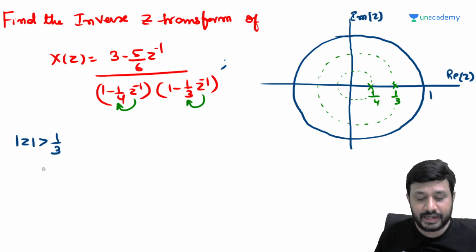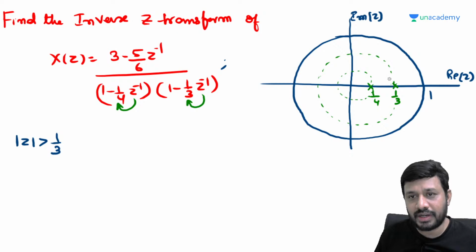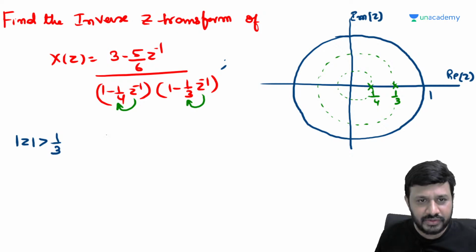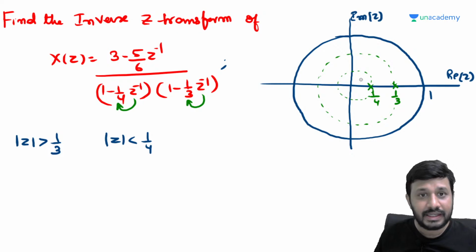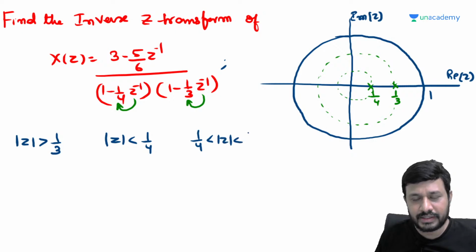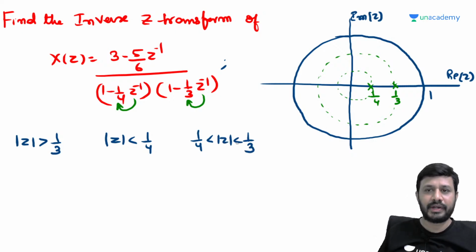And the second possibility: ROC from 1 by 3 can be inside and ROC from 1 by 4 also can be inside, in which case ROC lies inside of the innermost pole. And the third possibility is from 1 by 4 outside, from 1 by 3 inside, in which ROC forms a ring in the z plane. So 1 by 4 less than mod z less than 1 by 3. These are the three possibilities.